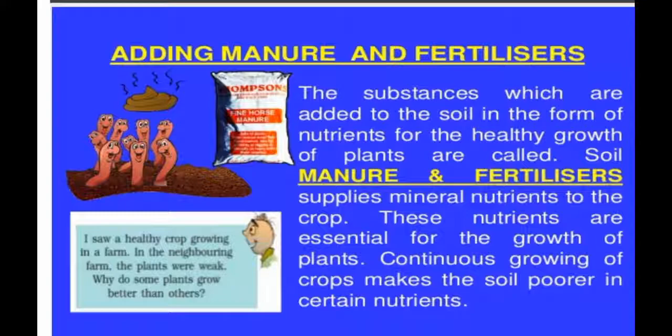Then leguminous plants store nitrates in their roots, as in the next chapter you are going to study the nitrogen cycle. There we will come to know how we can increase the nutrient value of the soil. These nitrates are the raw materials for proteins. We already discussed in class 7 how proteins are synthesized using amino acids, and amino acids contain nitrogen. So proteins are synthesized from these nitrates.